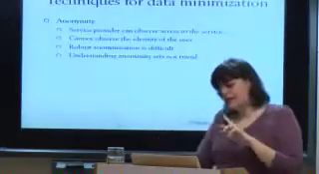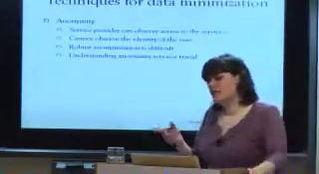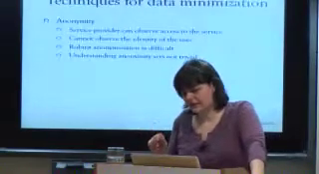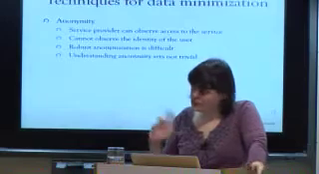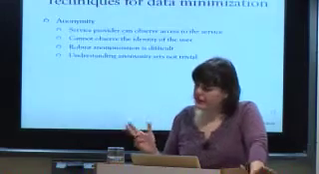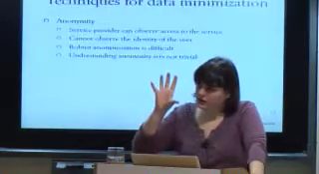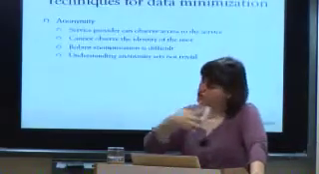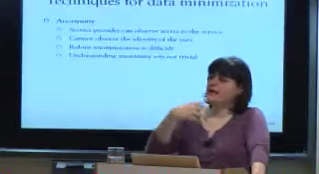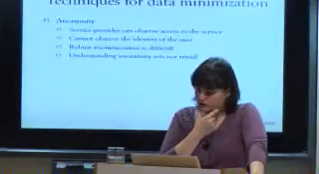So we can distinguish actually two main families of technologies for achieving data minimization. One is anonymity. Anonymity is, I think, the best understood of the two. Basically here the idea is that the service provider would be able to see the transaction details, but would not be able to see the identity of the person conducting the transaction.